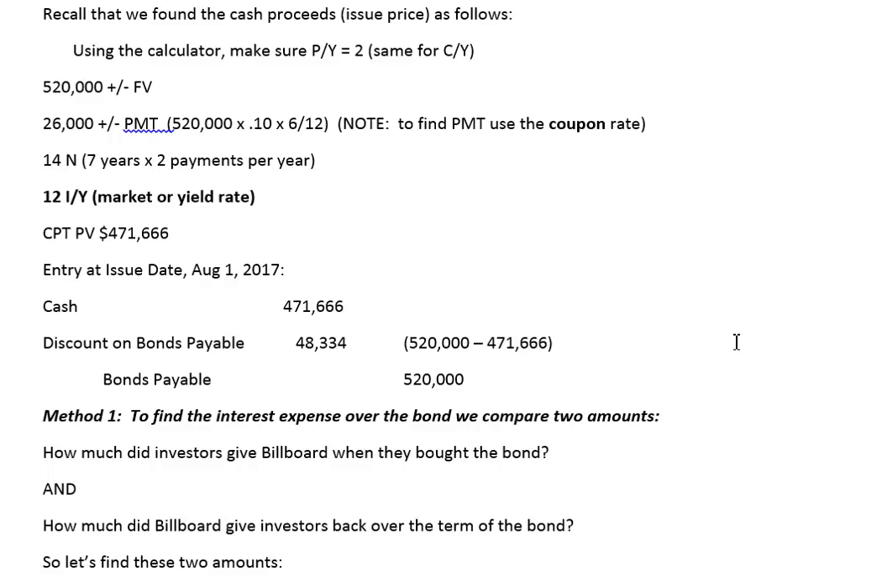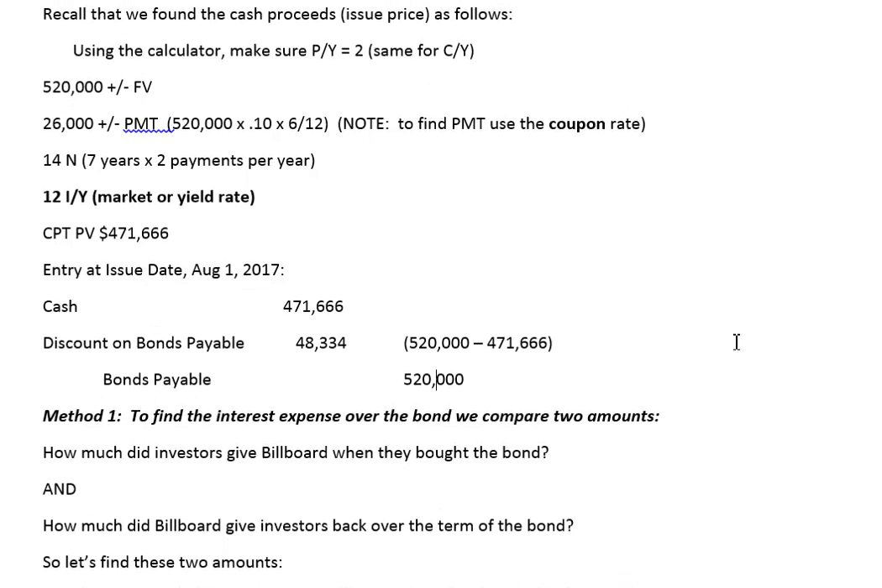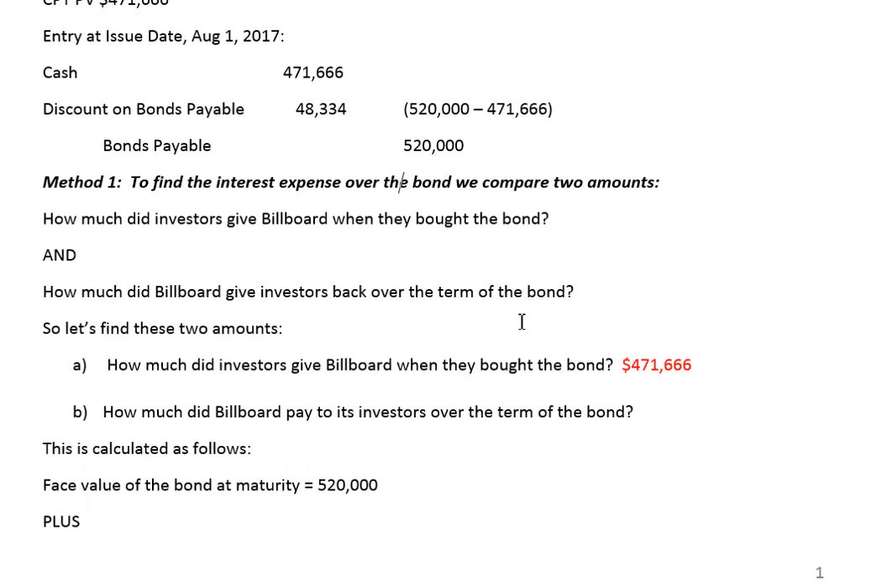So now, the company would want to know on this bond, don't forget, it's going to be outstanding for 7 years. Over that 7-year period, how much interest expense am I going to have to take into income in total over that 7-year period? Well, there's 2 different ways you can calculate that amount. So the first method that you can use to find the interest expense over the term of the bond is by comparing 2 amounts. How much money did the investors give Billboard when Billboard issued the bond? So how much did the investors give them? And compare that to what Billboard has to give them back or pay them back.